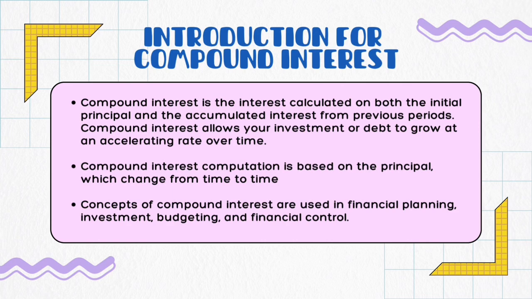Compound interest computation is based on principles which change from time to time. Concepts of compound interest are used in financial planning, investment, budgeting, and financial control. So basically, compound interest is calculated not only on the initial principal amount, but also on accumulated interest from previous periods. In other words, it's interest on interest, which makes your money grow faster compared to simple interest.